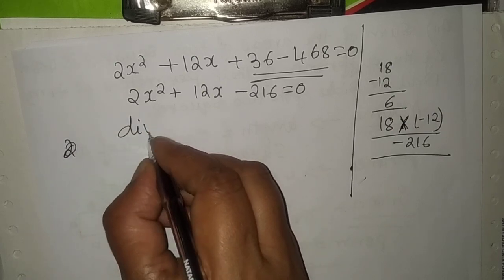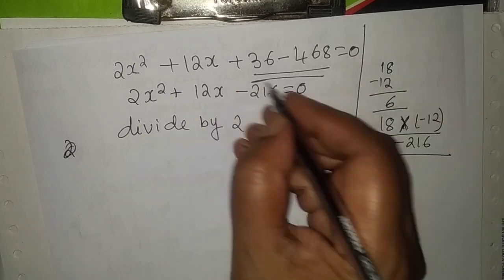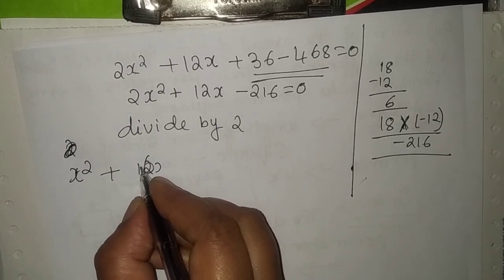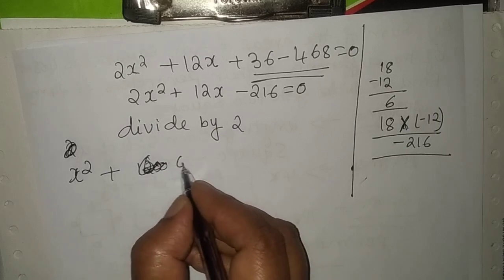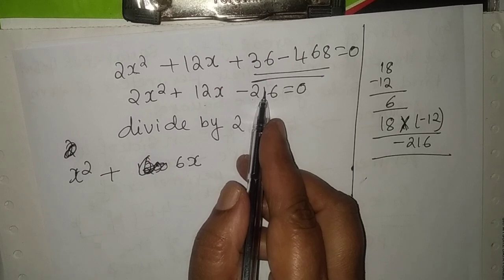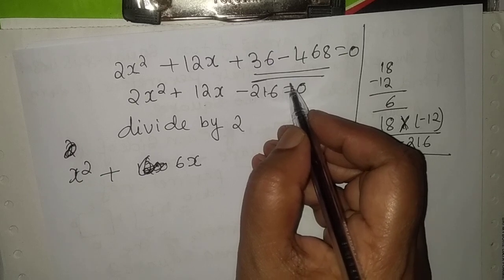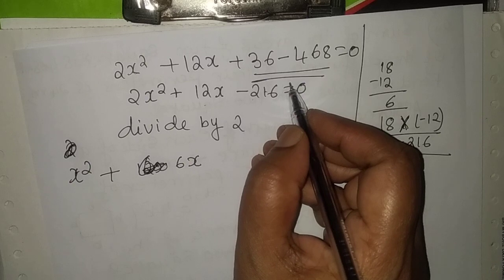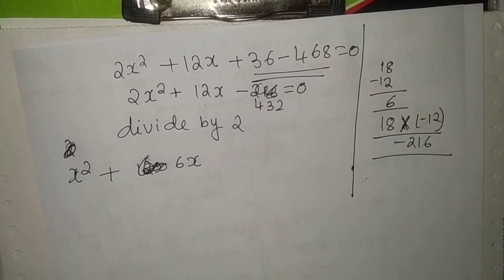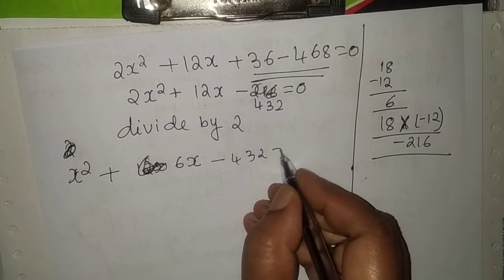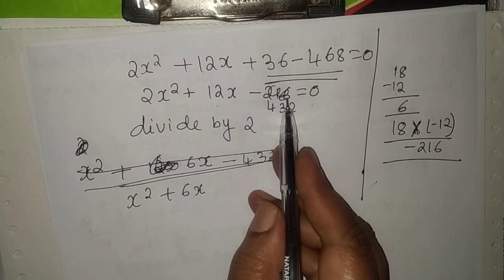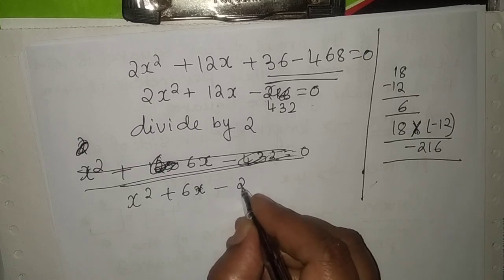Finally, divide this expression by 2. Then we get x square plus 6x minus 216 is equal to 0.